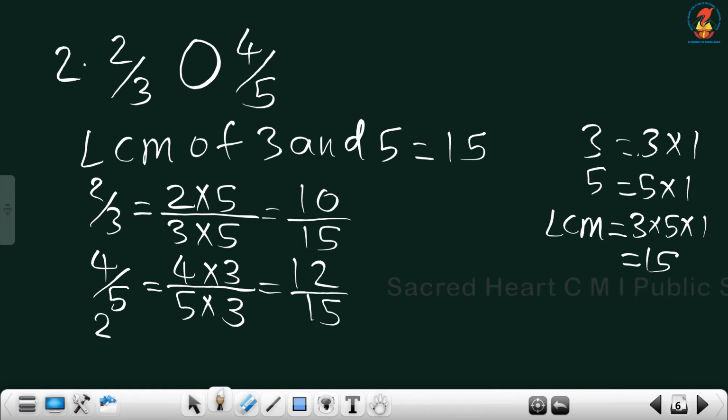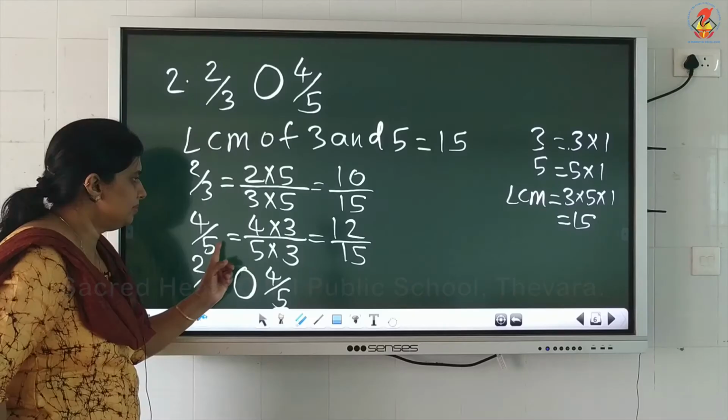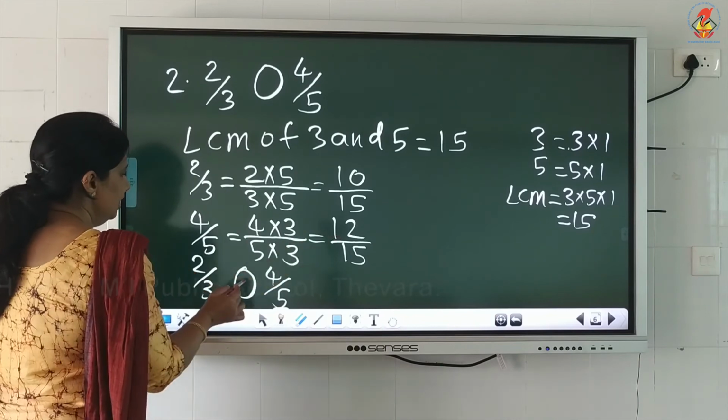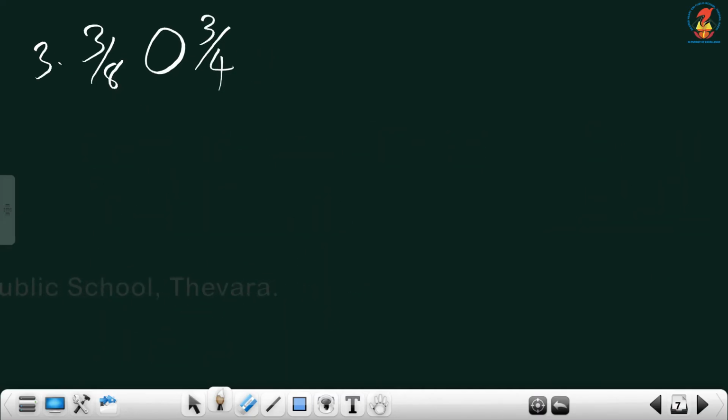So here I need to write 2 by 3 and 4 by 5. Which one is greater? 2 by 3, this one, and 4 by 5, this one. Which one is greater? This one is greater. That means 4 by 5 is greater. Is it clear? Okay. Then we will go for the next one.